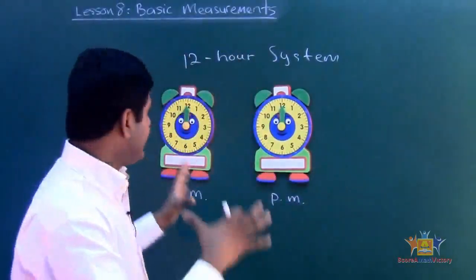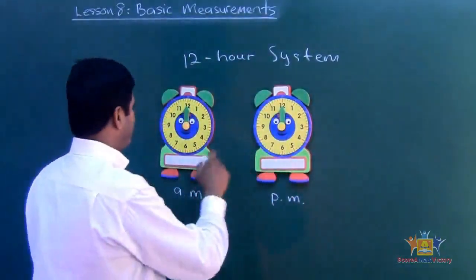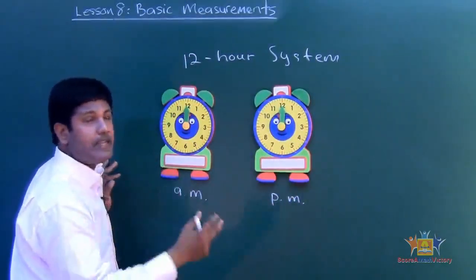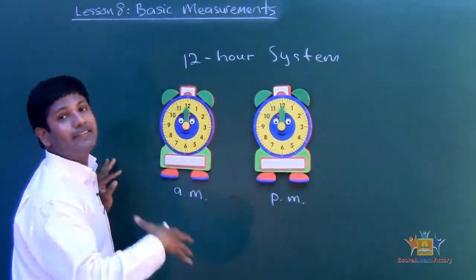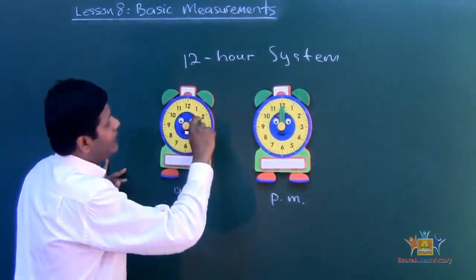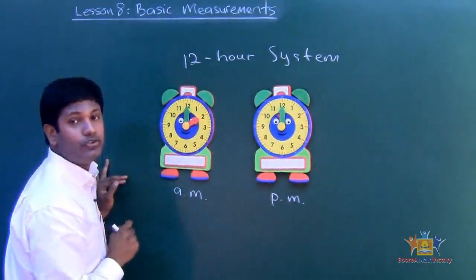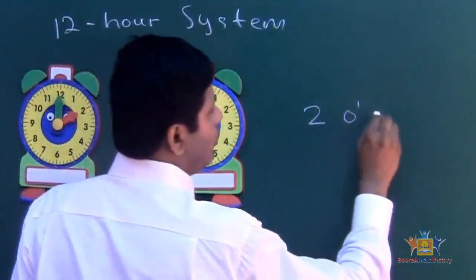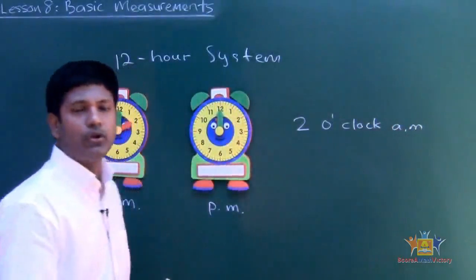All right. Now let's learn how to read the clock. Let's say, for example, it's the AM. It's very important. You have to emphasize the AM and PM when you're dealing with the 12-hour system, because that's the only way to tell whether it's the morning or the afternoon. Let's say, for example, the clock is showing 2. What's the time right now? It's 2 o'clock. You can say 2 o'clock AM, 2 o'clock in the morning.